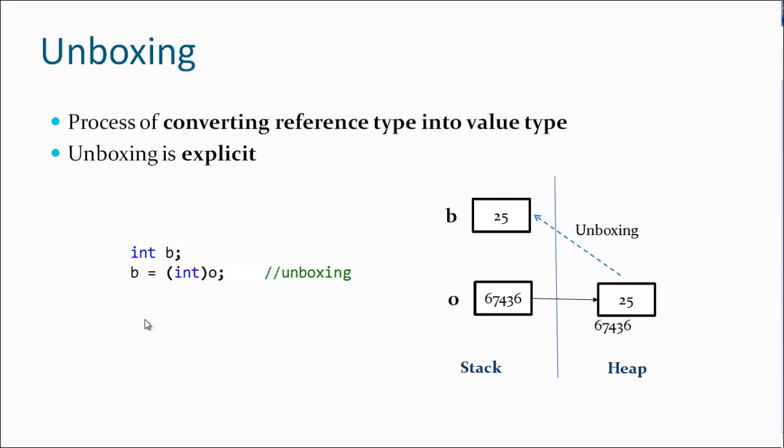While unboxing is a process of converting a reference type into a value type. For example, we want the value of object o back in an integer variable, say b. Then we need to write a statement like b equals (int) o, and the value will come back on the stack. This process is known as unboxing. Note that unboxing is always an explicit process and we need to do it using some typecast operator.